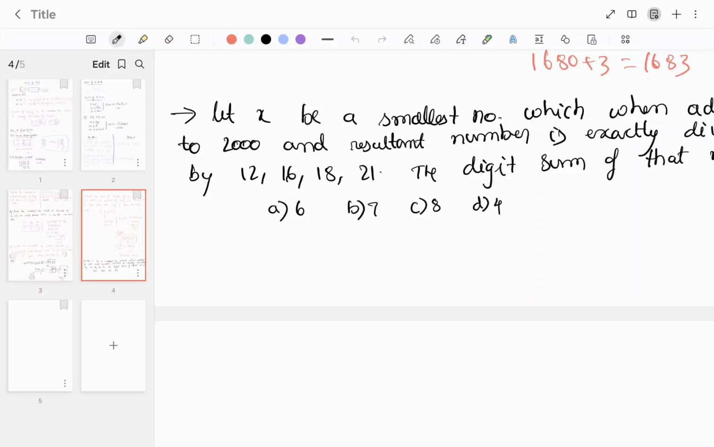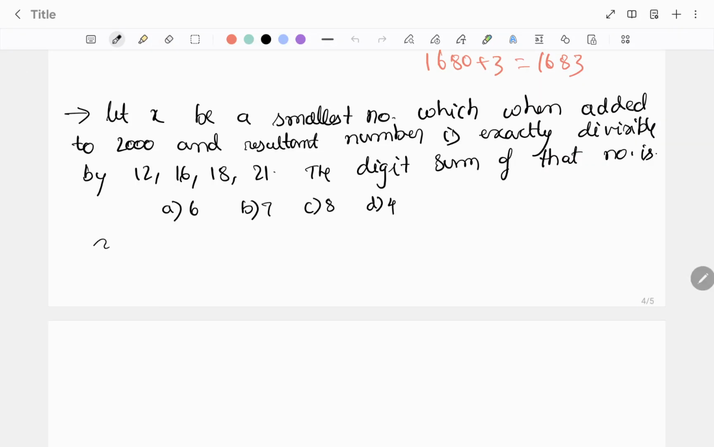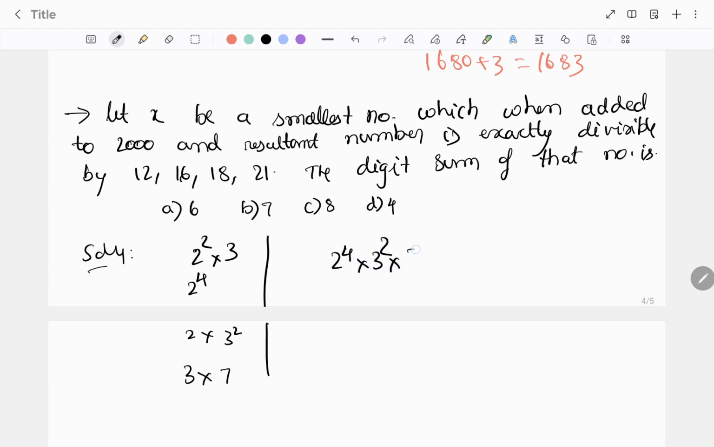The digit sum of that number is... The actual procedure is to find the LCM of 12 (2 square into 3), 16 (2 power 4), 18 (2 into 3 square), and 21 (3 into 7). We need to find the LCM of all these. The LCM of all these is 2 power 4 into 3 square into 7.